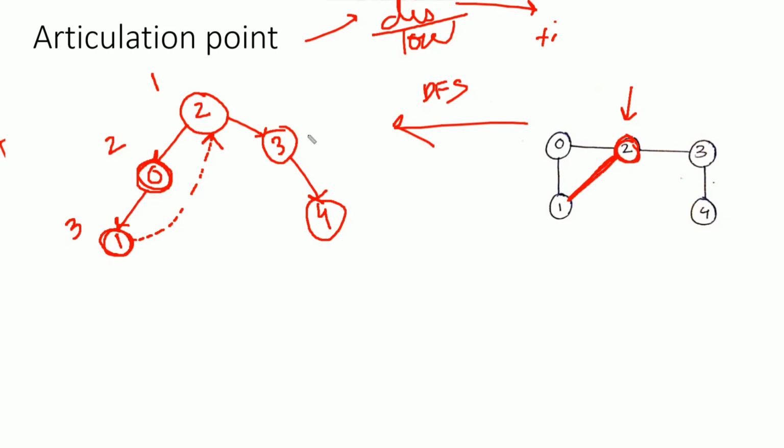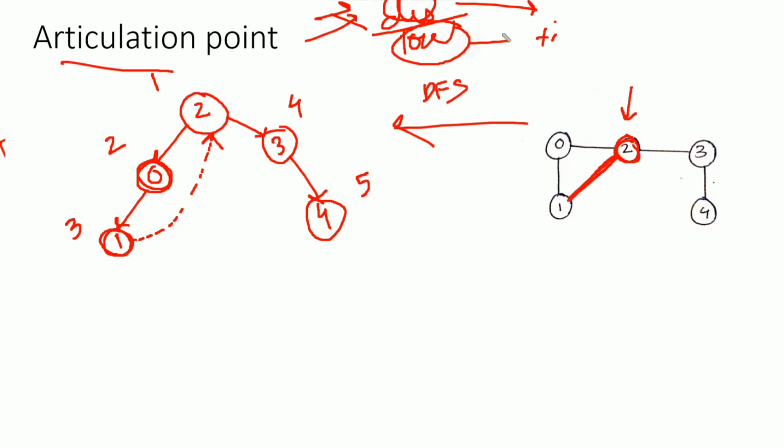Now from 2 I traverse to 4, its discovery time is 4, and from 3 traverse to vertex 4, its discovery time is 5. So discovery time means the time at which each vertex gets visited during DFS traversal. Okay, so this is the discovery time. Now next is the low time. Basically, in order to find an articulation point we need to use discovery and low time plus the DFS algorithm.